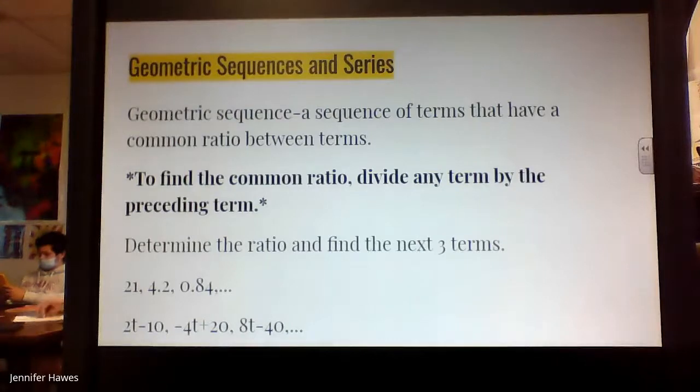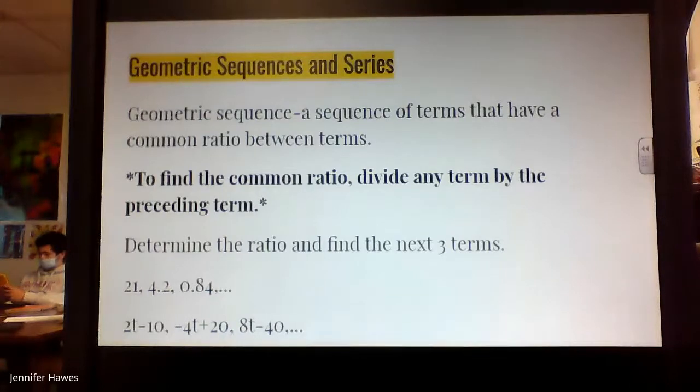0.168. Yep. Oh, look at that, you still get the same answer. 0.0336. Yep. And 0.00672. Okay, that works. What about the next one? What am I multiplying by? -2. Okay, because if you look at the 2t, the -4t, +8t, okay, I'm multiplying by -2.